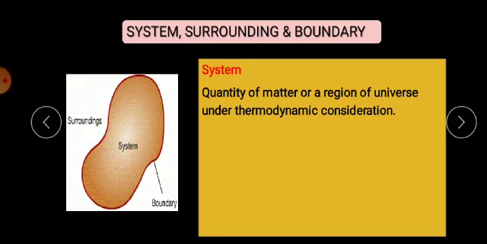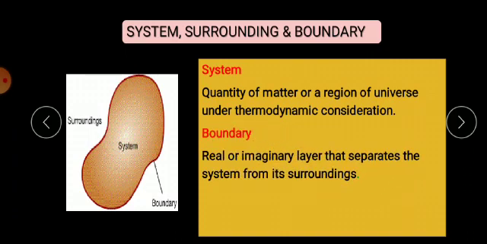So a simple thing, we are going to see the system: a quantity of matter or region of the universe under thermodynamic consideration, and the system is separated from the rest of the universe. And the boundary line, we can say, is the real or imaginary layer that separates the system from its surroundings. You can imagine cricket or some other thing, or you can take a water can, a box, anything else kept inside, that is the system. And what separates it from the surroundings is the boundary line. It may be real or imaginary.